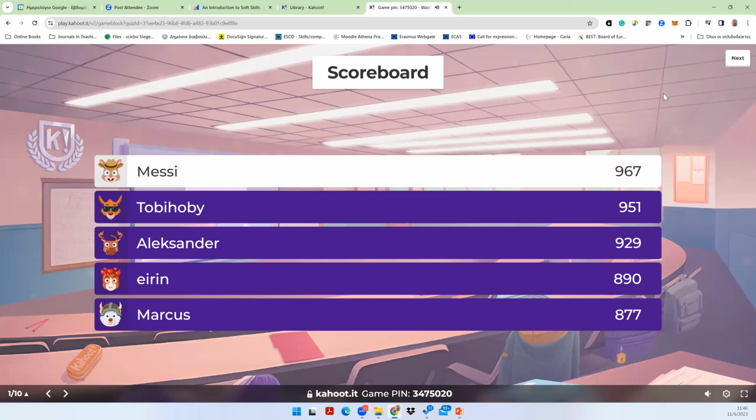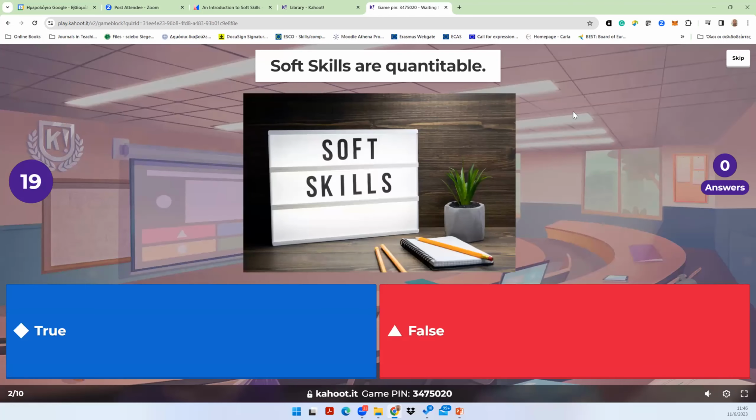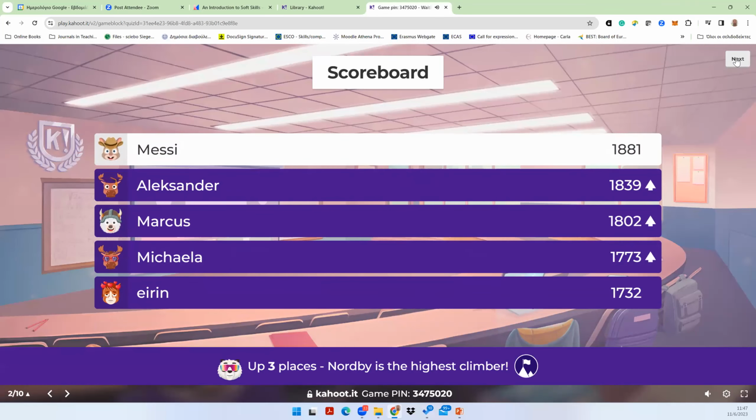Okay, let's see who is the first one. Messi, you know, the name satisfies the reputation. Okay, let's move on. Next, true or false? Soft skills is something that we can quantify. It's something that we can develop, but I don't know if we can quantify. So true, the majority in this case was true. Messi. There is a process that we have developed together with Hebrew University in Jerusalem, in which we try to quantify and evaluate the soft skills development during the process. I will present it to you during the lecture.